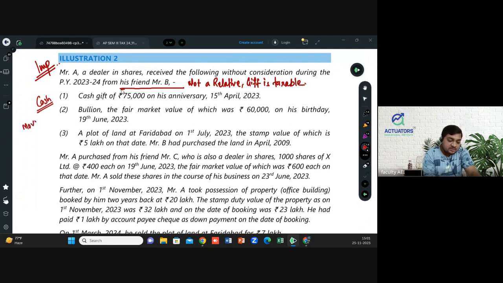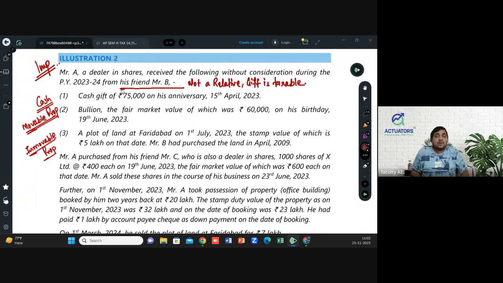This is movable property, the fair market value of which was 60,000, on his birthday. So birthday is also not covered. Only marriage is covered, right? Fine. A plot of land. This is immovable property. A plot of land at Faridabad on 1st July 2023. The stamp duty of which was 5 lakh.